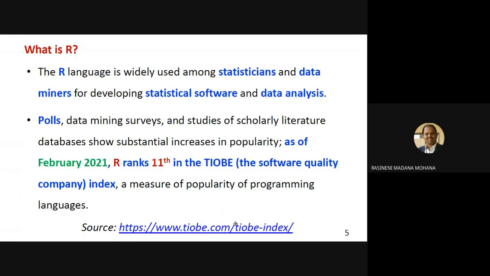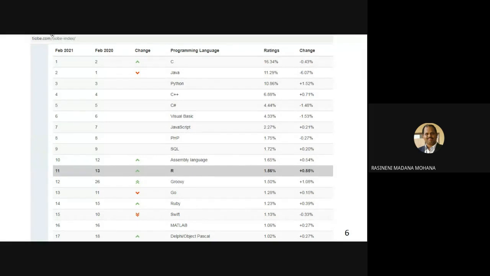The URL is also given, so you can see the popularity of R as well as other languages. I have taken that screenshot from that ranking agency. Here you can see, now we are discussing R. In February 2021, R placed in 11th position. Last year, in February 2020, R was in 13th position. Now you can see the popularity rating has increased by 0.55%. Here you can see other languages also.